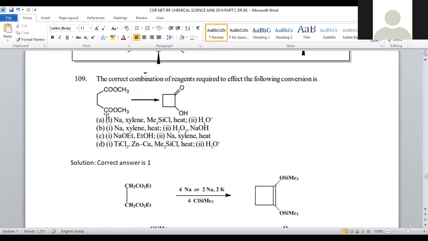A system called dicarboxylic acid. An ester of a dicarboxylic acid was taken. Here it is the system where the dicarboxylic ester is attached with ethylene: COOCH3, CH2, CH2, COOCH3. Here is a simple way to remember these dicarboxylic acid systems.